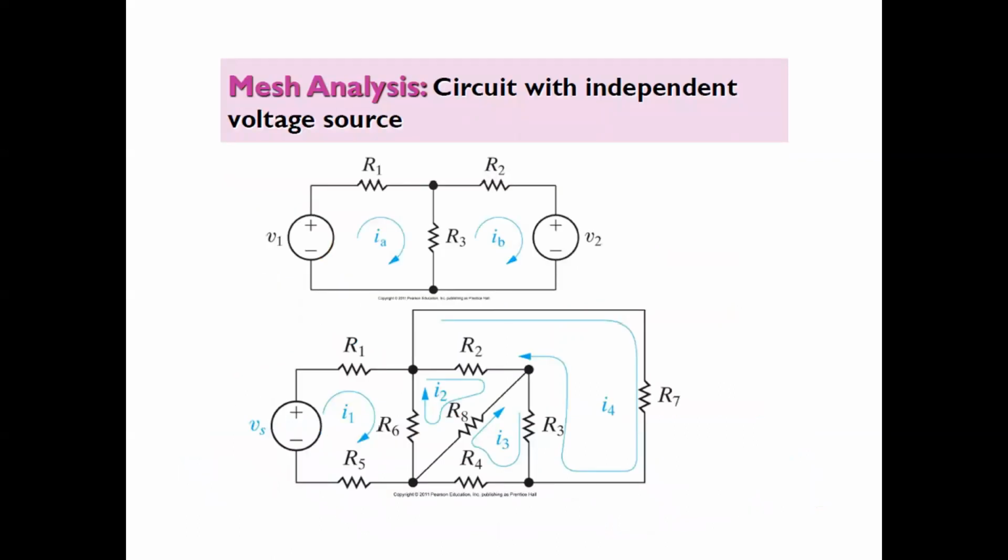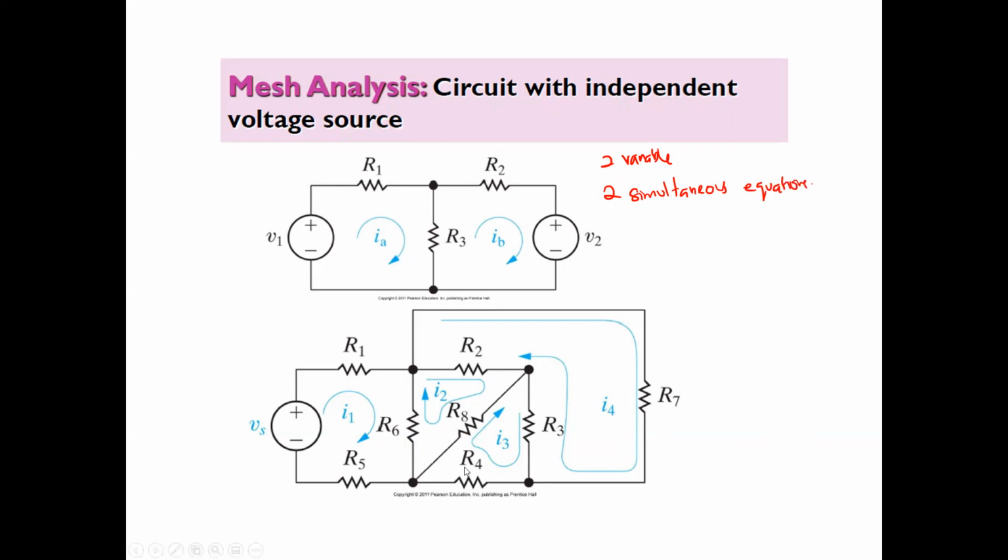This is an example of an electrical circuit that can be analyzed using mesh analysis. For the first circuit, we have two loops, with mesh currents IA and IB, meaning that you have two variables and therefore two simultaneous equations that need to be solved.